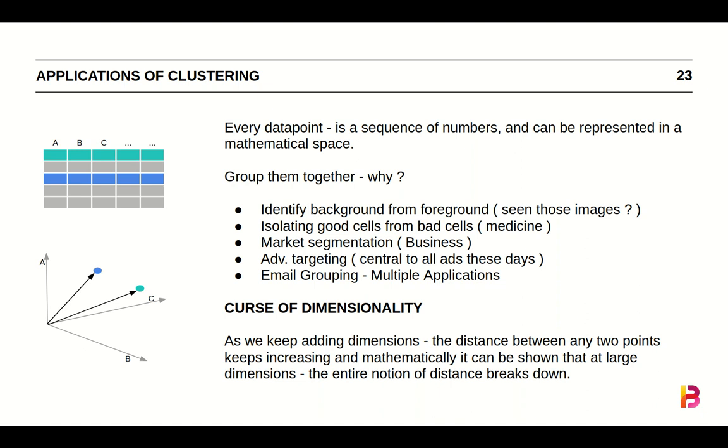Another can be, you have a series of MRI images or X-ray images. You can draw clusters, one cluster corresponding to all the good cells and the other cluster for the bad cells, and this is often used to identify malignant tumors.